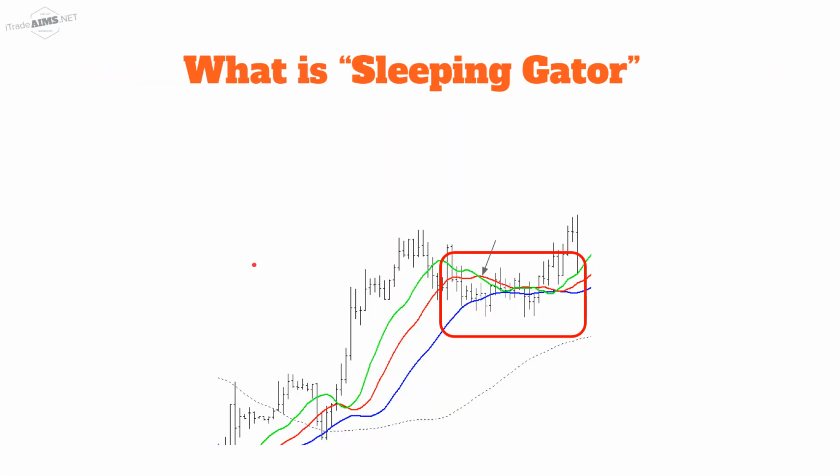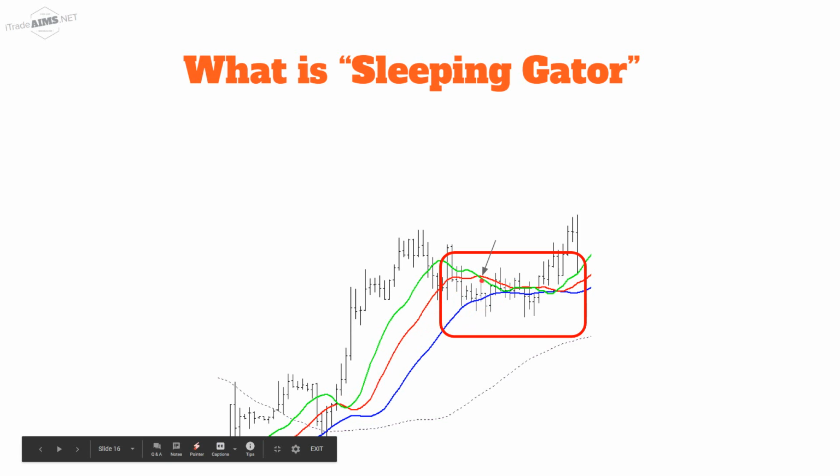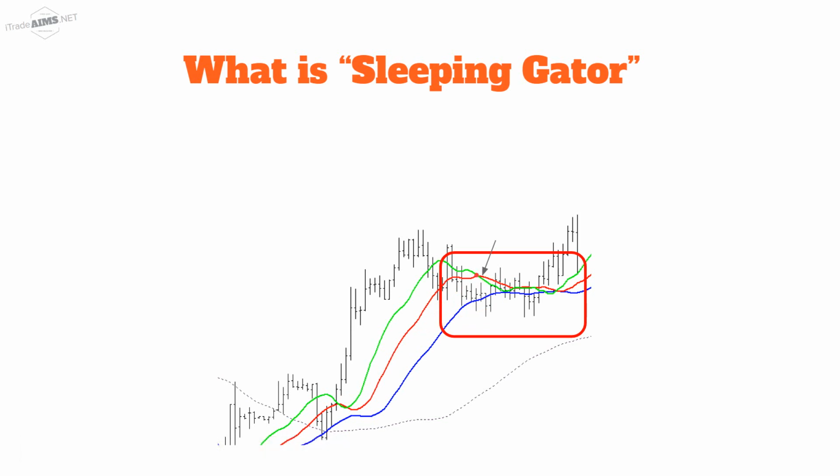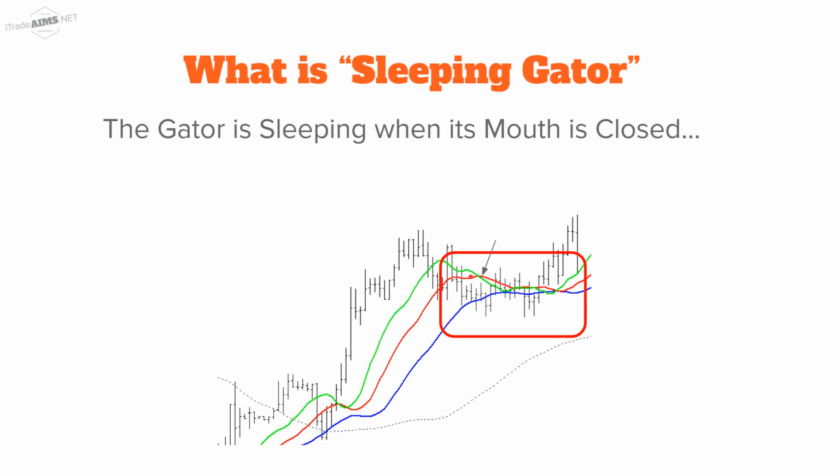So let's go through what is a sleeping Gator. From this picture over here, you will see that the green line has gone below the red line, and later on the red line has been going sideways, and it has touched the blue line. So for us, the initial condition of the alligator, its mouth closed, or the Gator closed, would be when you have an open Gator like so, and then the first time that green line touches the red line, it can be considered as a sleeping Gator.